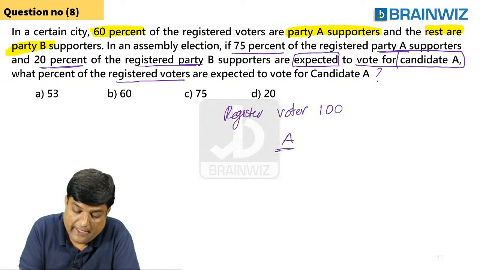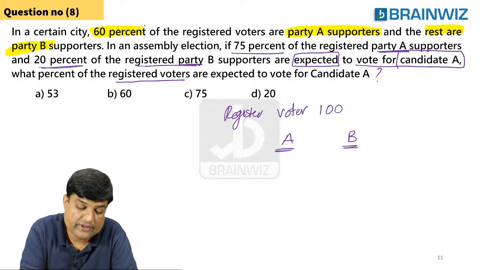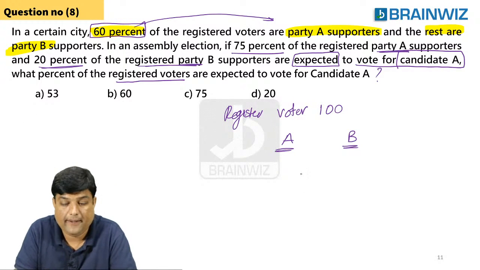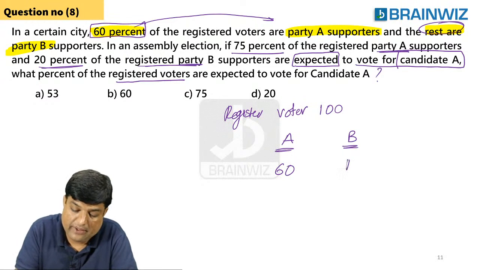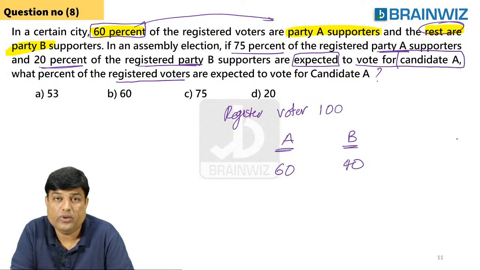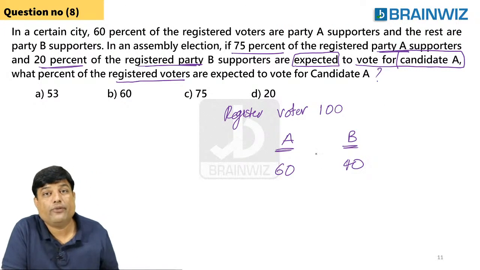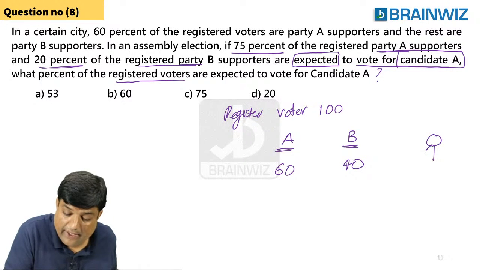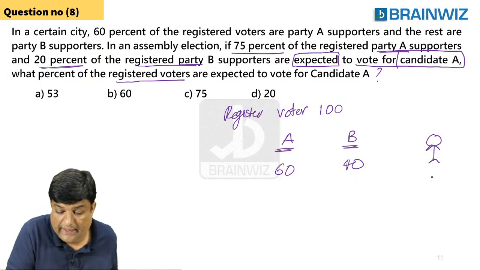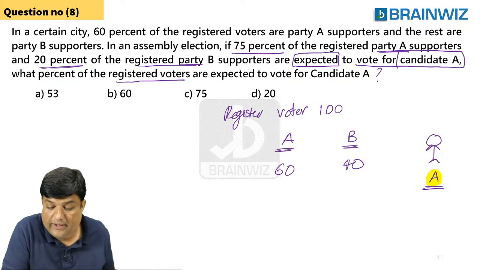So there are party A and party B. So how many people are going to support? 60% of the voters are registered for party A. Means what? 60 people are registered for party A and the rest for party B. The rest is 40. Hope it is very clear to you. That's good. Now guys, it's time for the elections. Now elections have come. So candidate A is standing over there. He needs support, guys. This fellow needs support.